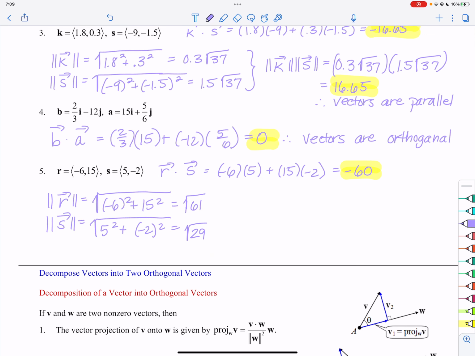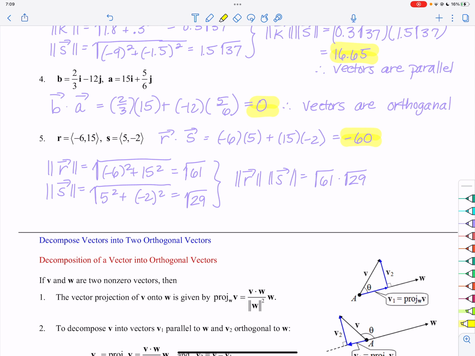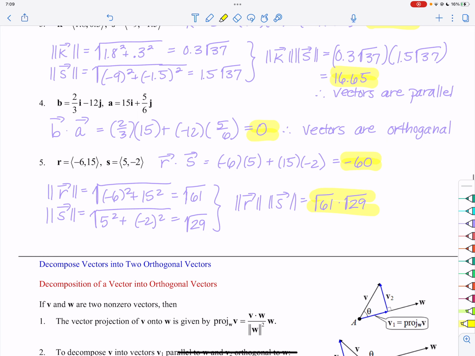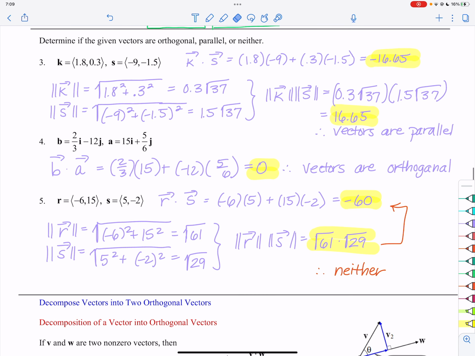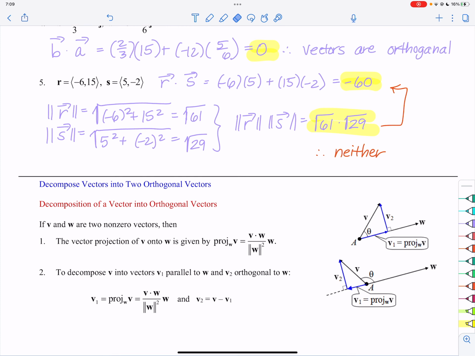Okay, let's go ahead and multiply those together. And as you can see, we have root 61 multiplied by root 29, and that is not comparable to this, so therefore neither. Okay, so these are neither parallel nor orthogonal.